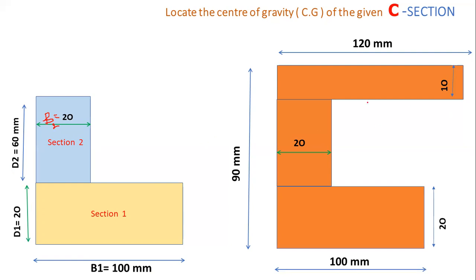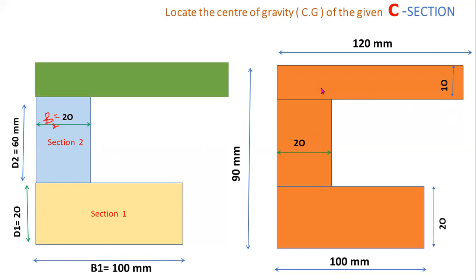In a similar way, you have to consider this upper rectangle as section 3. Now D3 is the depth of the third rectangle, D3 equal to 10 mm and B3 is the base of this third rectangle, B3 equal to 120 mm. So here I consider the given C section as 3 rectangles. This is section 1, section 2, section 3.